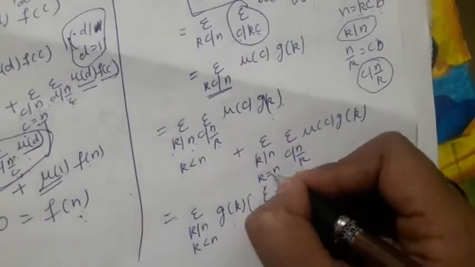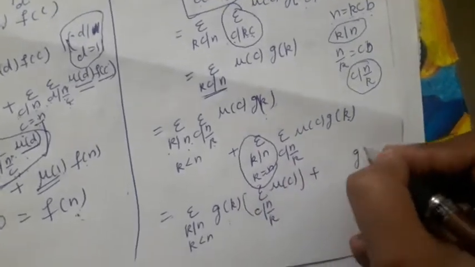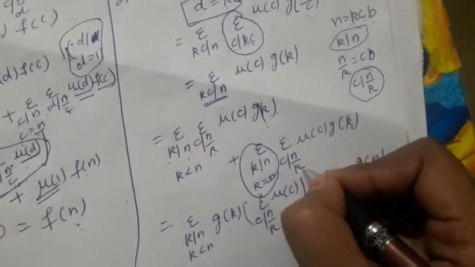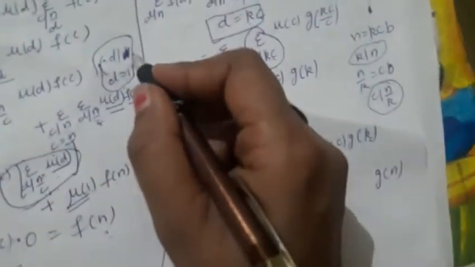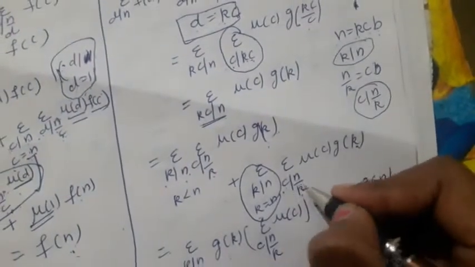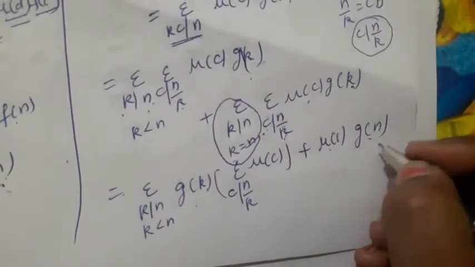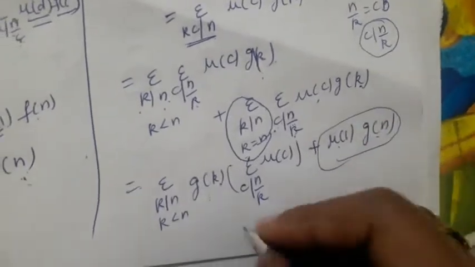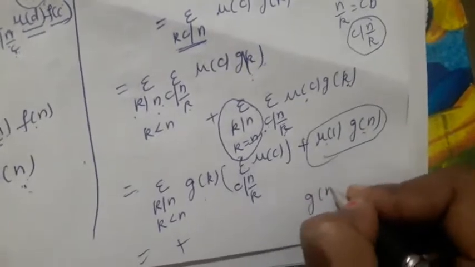Now k is equal to n, so this summation can be replaced by k is equal to n, so this value is g of n. Now k is equal to n, n by n is 1, c divides 1, divisor of 1 is only 1. Here we have done the same thing, d divides 1, then d is equal to 1. Here it is c divides 1, therefore c is equal to 1, it is mu of 1. And mu of 1 is equal to 1 by the definition of mu function, this value is g of n.